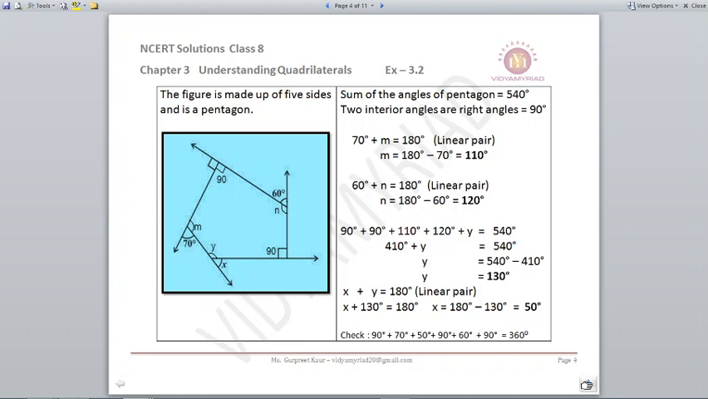So let us check whether x equal to 50 degrees is my answer correct or not by using the sum of the exterior angles, that should be coming as 360 degrees. So adding all the exterior angles, my answer is 360 degrees. So value of x as 50 degrees is absolutely correct.